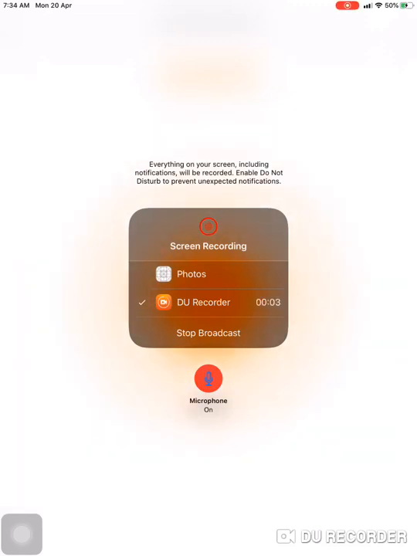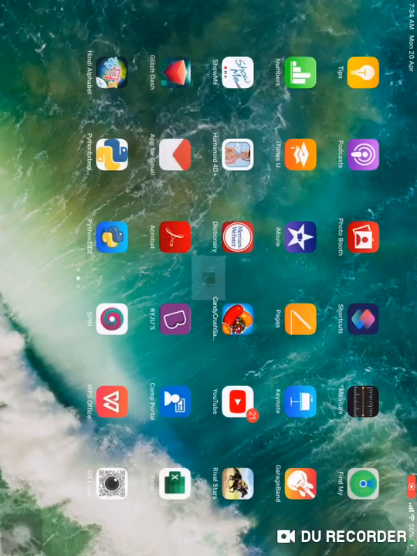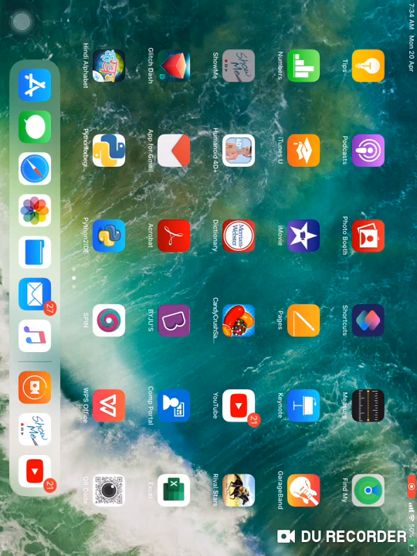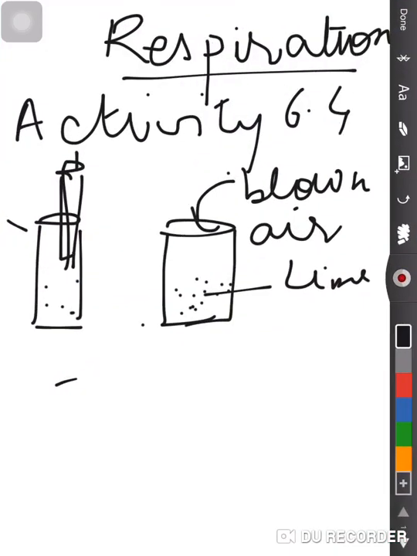Now, today I'm here to teach you regarding life processes, and the second process which I'm going to teach is respiration. Before that, I want to ask you whether the concept of respiration is clear to you or not. Now, in case of respiration, there is activity 6.4 in which they have taken two test tubes named A and B.